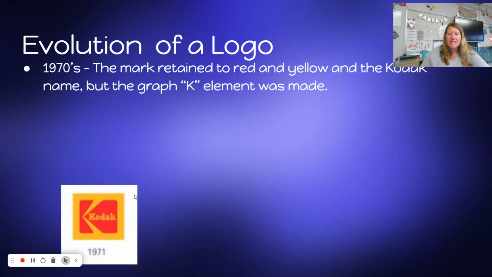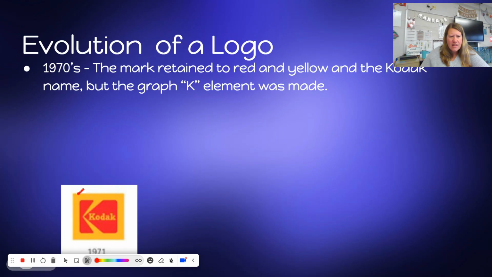Then in the 1970s, so 1971, they've put in this gold line here and they've tried to make it look like a K. I'm not really good at drawing with this thing. They have this K part on there and I probably should have picked a different color, but you get the idea. Oh, I don't know how to use this. That's okay, clear all, there we go.